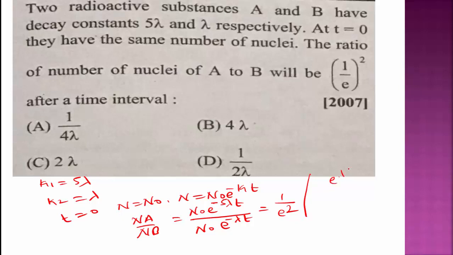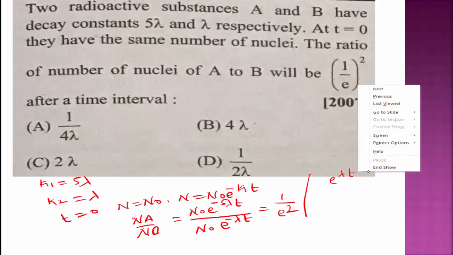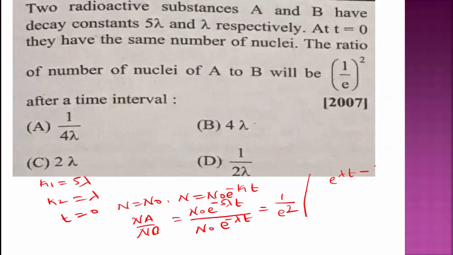Therefore e to the power of lambda t minus 5 lambda t is equal to 1 divided by e square, or it is equal to 4 lambda t is equal to 2. Then t is equal to 2 divided by 4 into lambda. Therefore t is 1 divided by 2 lambda. Option D is the right answer.